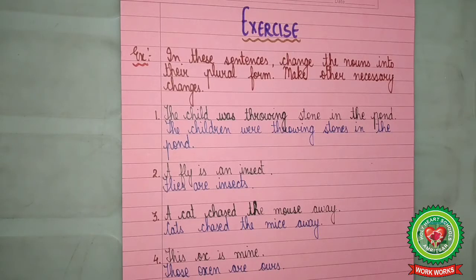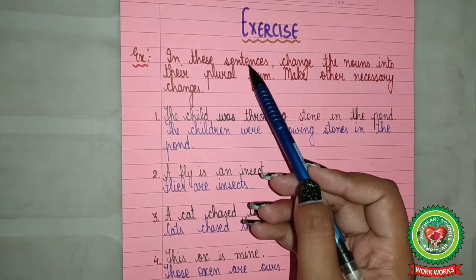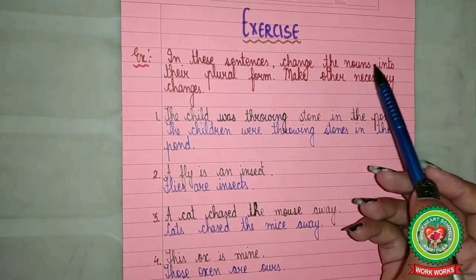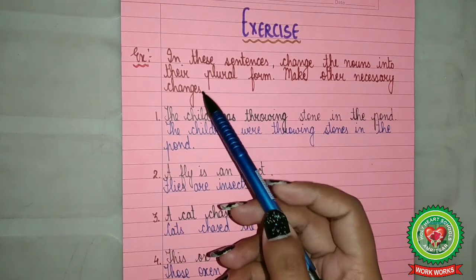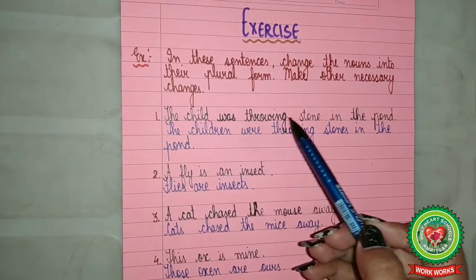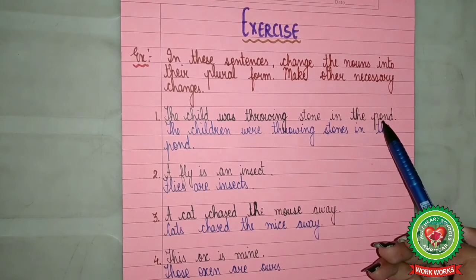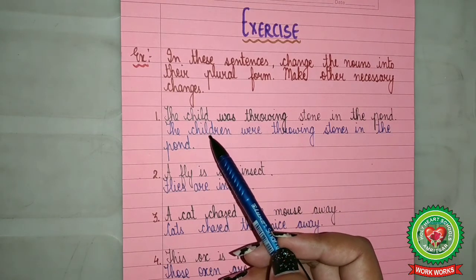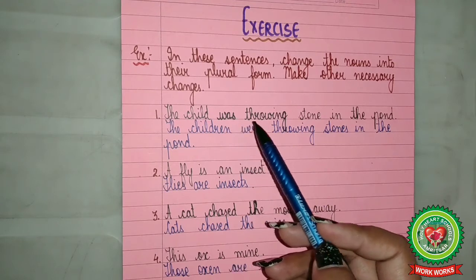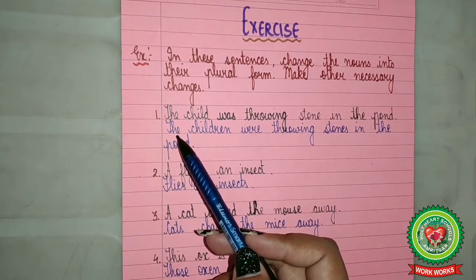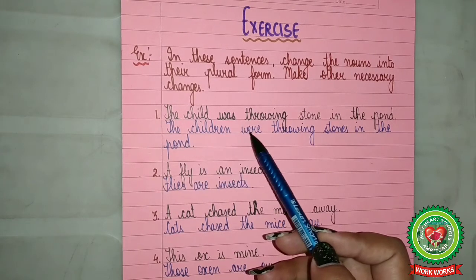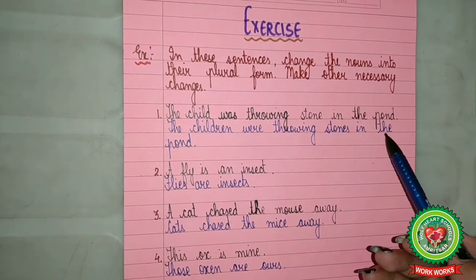Now let's begin with the exercise. In these sentences, change the nouns into their plural form. Make other necessary changes. The child was throwing stone in the pond. Now here we have to change the sentence into plural form. Child becomes children. Was will become were. Stone will become stones. So the answer is, the children were throwing stones in the pond.